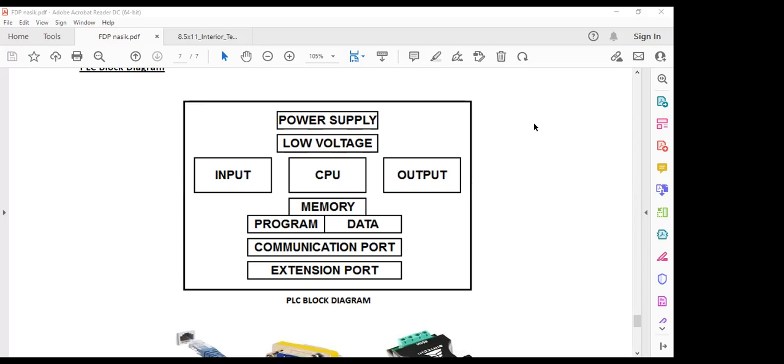Note this down if you want. Switch mode power supply. And this is very important. Switch mode power supply. And why do we use switch mode power supply? Why don't we use RPS? There is one reason. When you use RPS, you provide 230, it will convert it into 24 volt DC, correct?